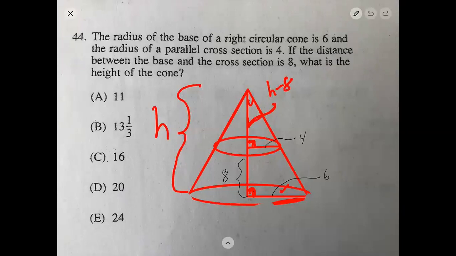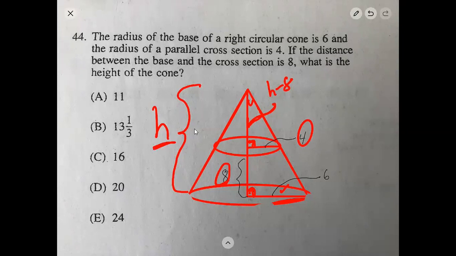All right, so this is taken from the Math Level 1 study guide. And I've tried to draw it to give you an idea of what it looks like. It says the radius of the base of a right circular cone is 6, and the radius of a parallel cross-section is 4. It says that the distance between the base and the cross-section is 8. What is the height of the cone? So they want to know the height of the cone.